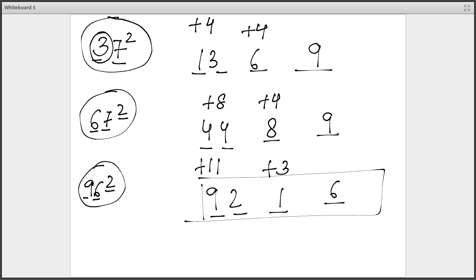So by using the circle method, we can find any square between 1 to 100. And in most of the exams, 95% of the times, you have to find the square between 1 to 100. So finding squares between 1 to 100 is really very important.